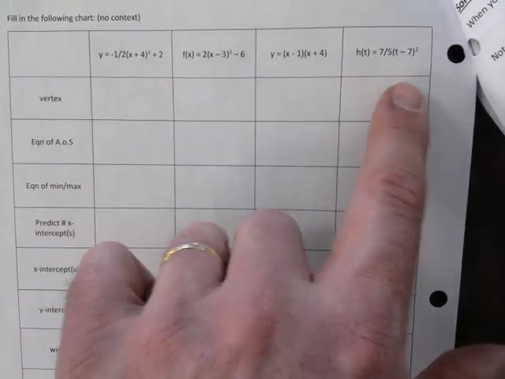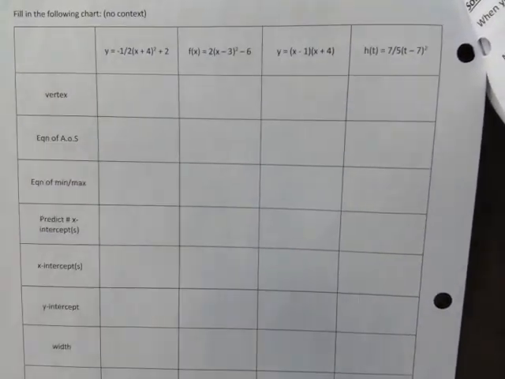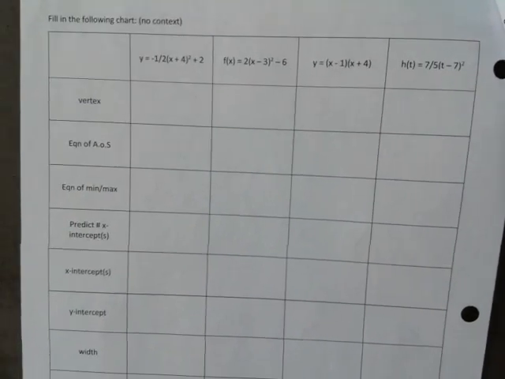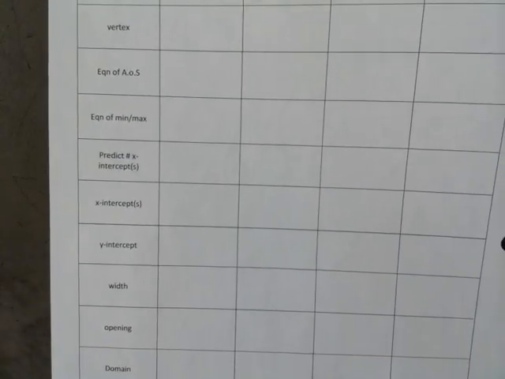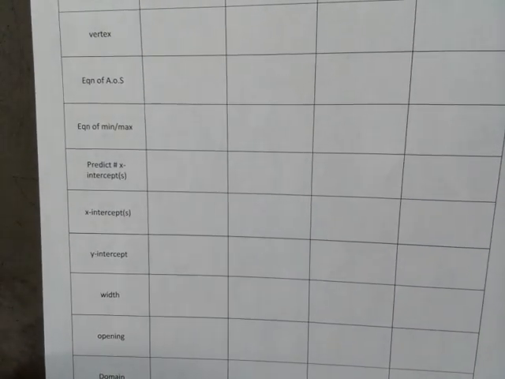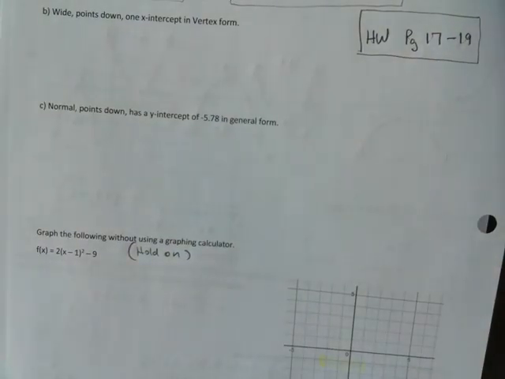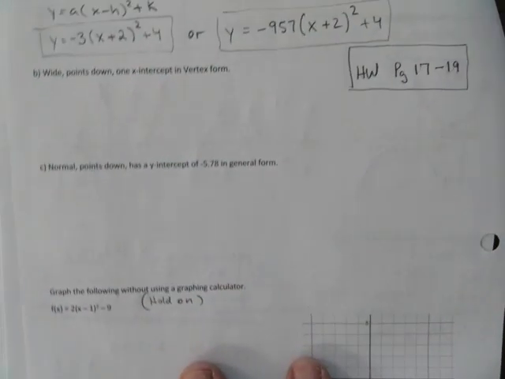Type it into your calculator. And if you need your calculator, fine. If you can figure it out without, like a bunch of these you will be able to do without, that's fine as well. So 17 to 19. And that's it. That's all, guys. I'll post the key.